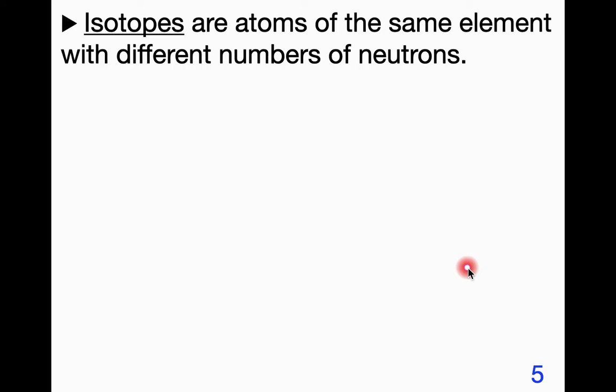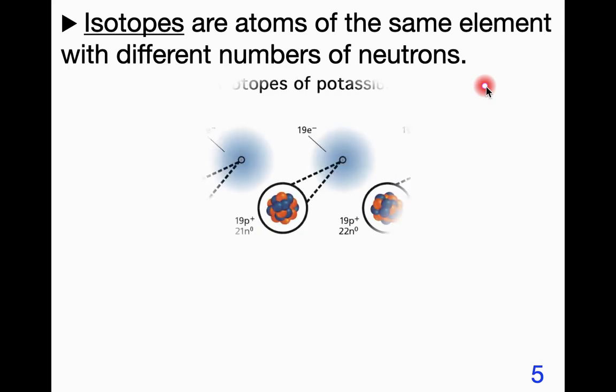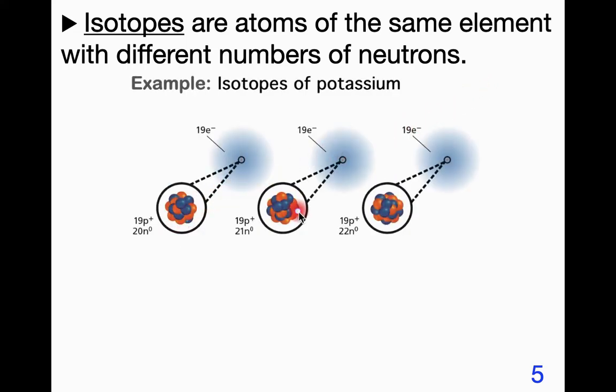Okay, then we have isotopes, and this is where we look at atoms with different number of neutrons. So isotopes are atoms of the same element with different number of neutrons. So let's look at this as an example, and this is potassium. So you can see for each one of these, and this is a blow up of the nucleus of the atom. So the fuzzy area here, that's called an electron cloud. We'll talk about that later on in the unit.